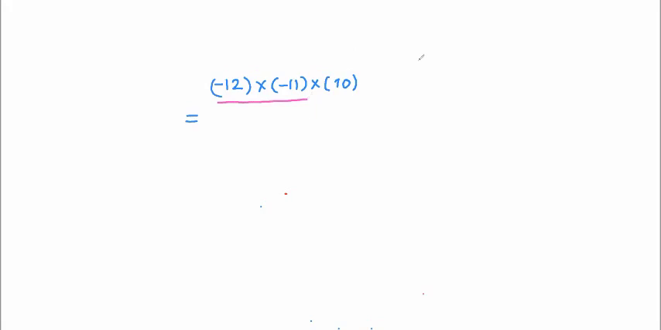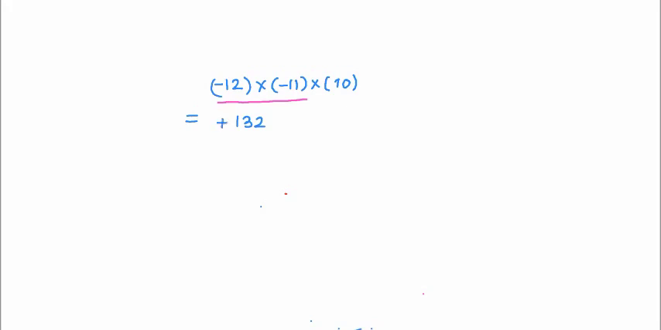So let's solve minus 12 multiplied by minus 11 multiplied by 10. As we know, we need to start solving from the left because we have the same operation. So we'll first solve these two numbers. Here 12 into 11 is 132. So we'll just multiply the weights. And now the sign. Here it is a minus sign, here also it is a minus sign. Two equal signs always result in plus.